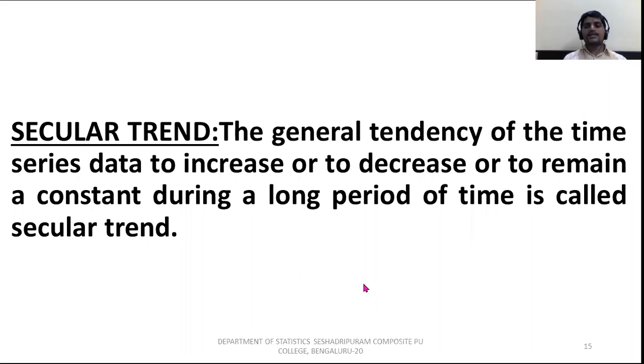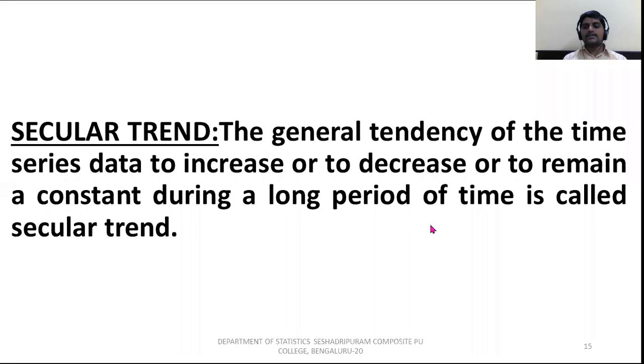The general tendency of time series data to increase or decrease or remain constant. Look at that, tendency is nothing but the movement of the line. It may increase sometimes, over 3 to 5 years or 5 to 10 years. Sometimes it decreases, sometimes it remains constant over a long period of time, and that is called secular trend. We already discussed this in the last class; now I'm brushing up on it.